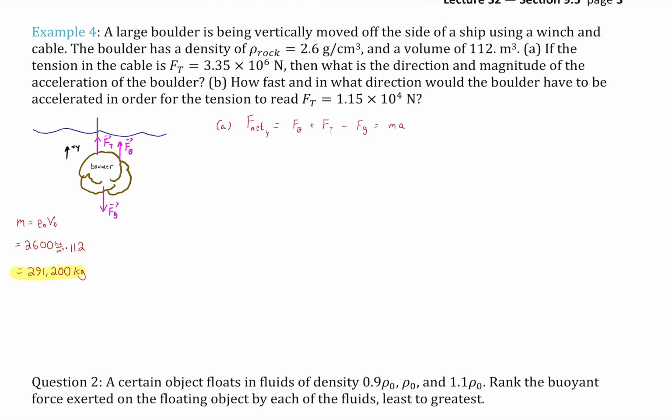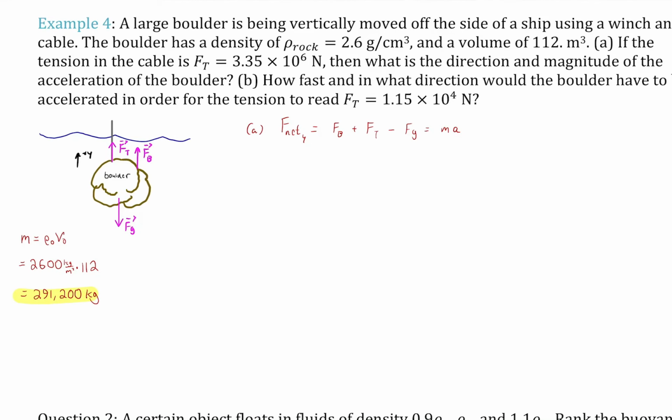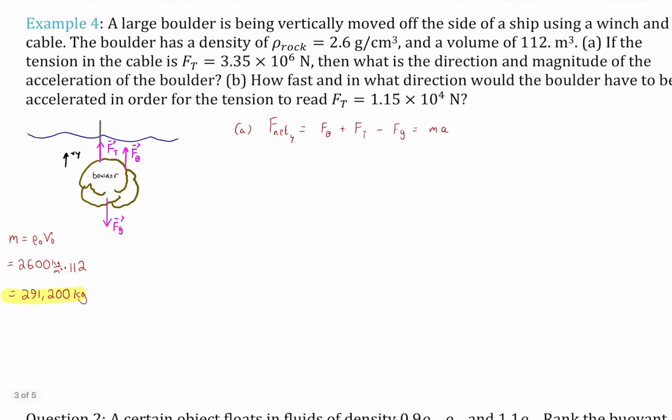All right, sum of forces, I'm going to zoom in a bit on this. You notice these problems of buoyancy are all about sum of forces problems. It's something we're totally used to, applying Newton's second law, but we're just doing it with a new force. So buoyant force, tension force pointing up, gravity pointing down, and an acceleration. And specifically in part A, we're asked if the tension is this particular value, then what is the direction and magnitude of the acceleration of the boulder?